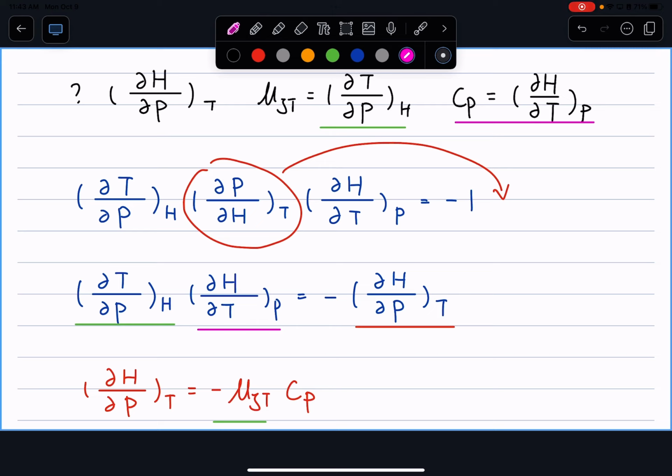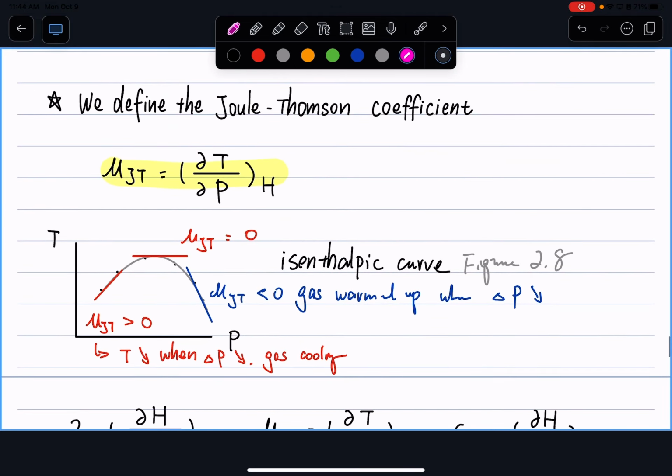Going back to the figure that you drew earlier of the curve, in the blue you wrote gas is warmed up when delta P goes down. You also wrote gas cools when delta P goes down. Can you just explain that concept?